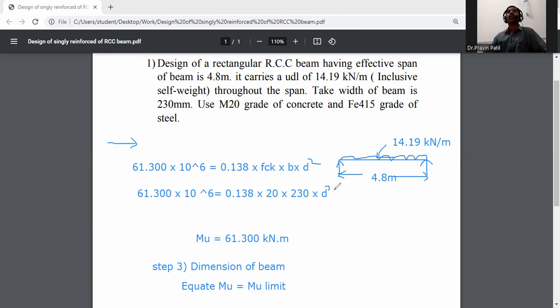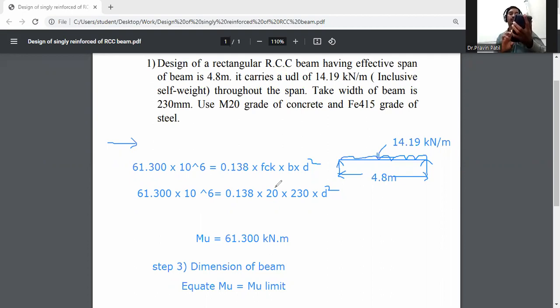From this relation calculate: Mu is 61.300 into 10 raised to 6, which is equal to 0.138 fck b d square, where fck is 20 and b is 230. Calculate the effective depth from this.